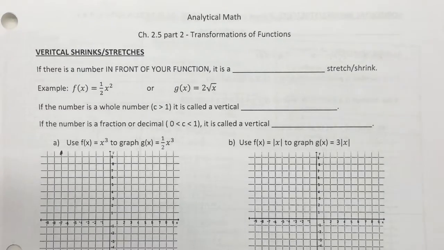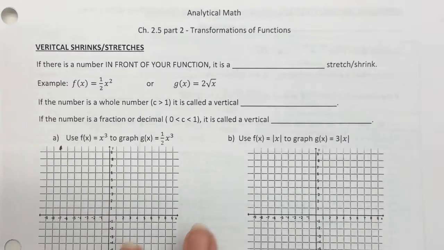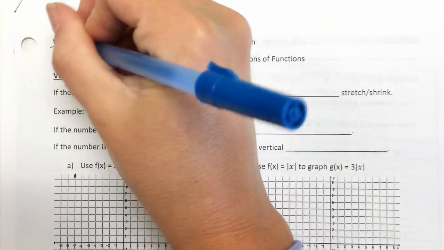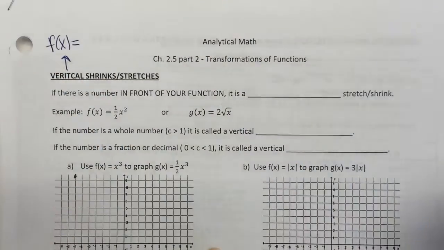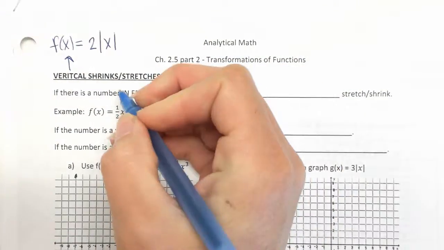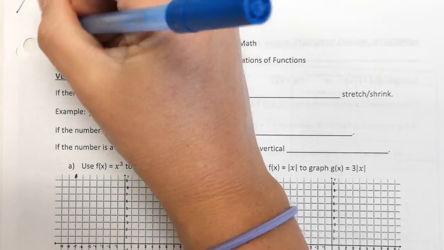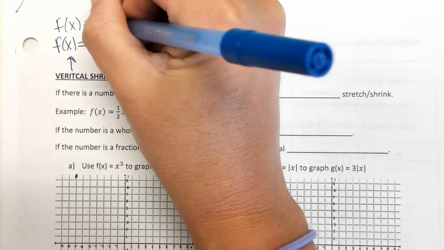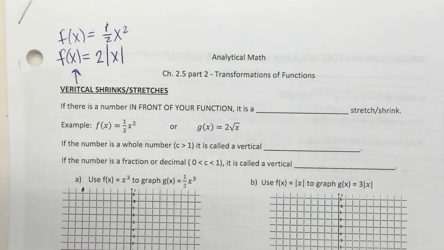Alright. So if there's a number in front of your function, and I'm going to give y'all some examples, please write these down so you know what I'm talking about. If you have a number in front of your function like this, it's in front, it's not grouped with x. Here's another example. If it's like 1/2 x squared, it's not grouped with x, it's on the outside of it. Grouping means it would be inside parentheses or absolute value bars, right?